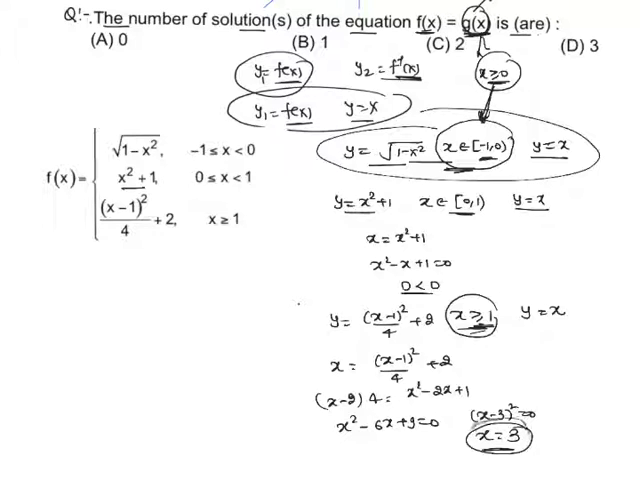So that means what? 3 is a solution. So the answer is 1. So B option is correct. Number of solutions is 1.